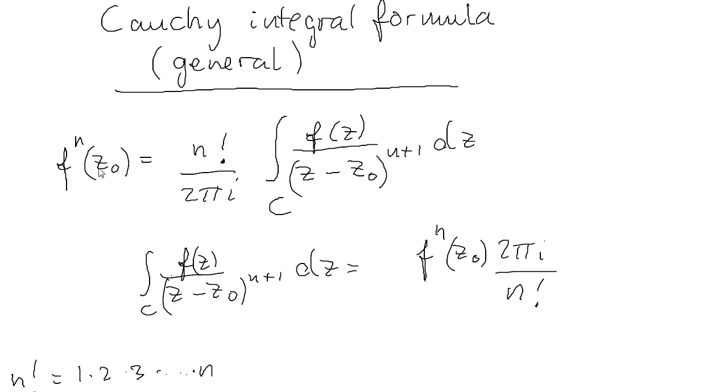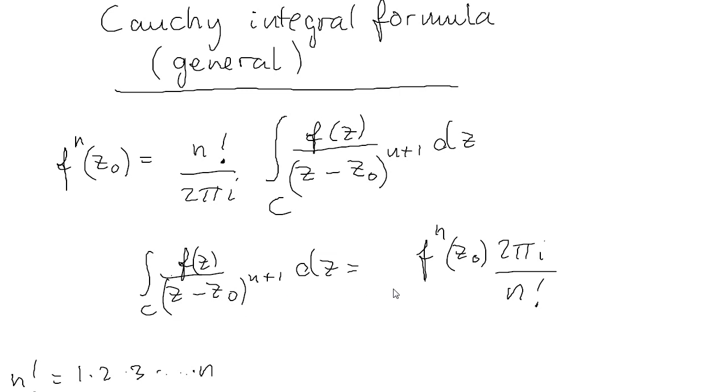This function at point z0 has a function value which is equal to the faculty of n over 2 pi i multiplied with the following integral over C. We have the integrand f of z over z minus z0 to the power of n plus 1. And as before, multiplying with 2 pi i and dividing with n faculty, we obtain a formula which is more suitable for all tasks we are going to consider.